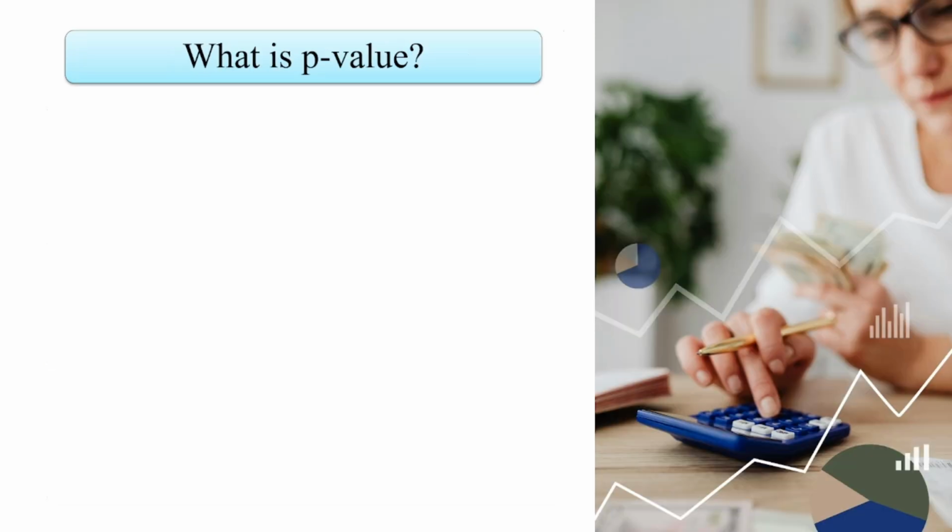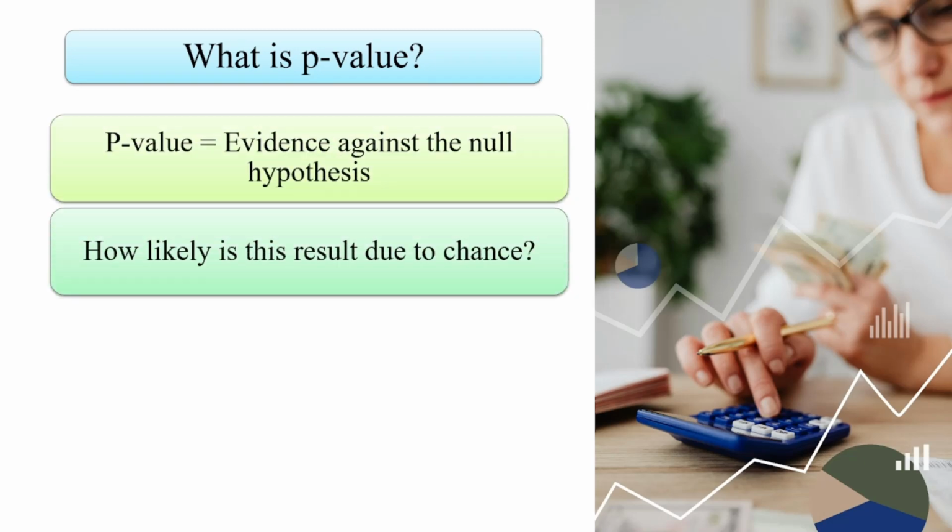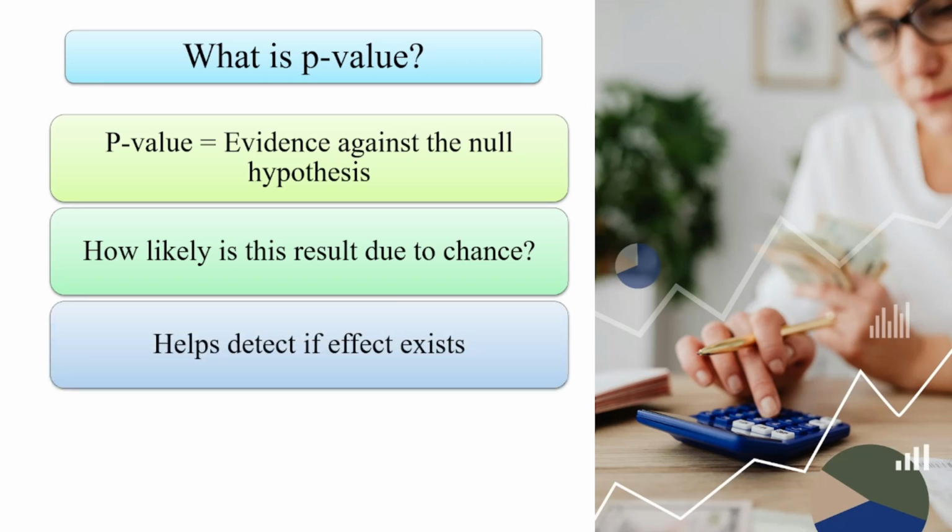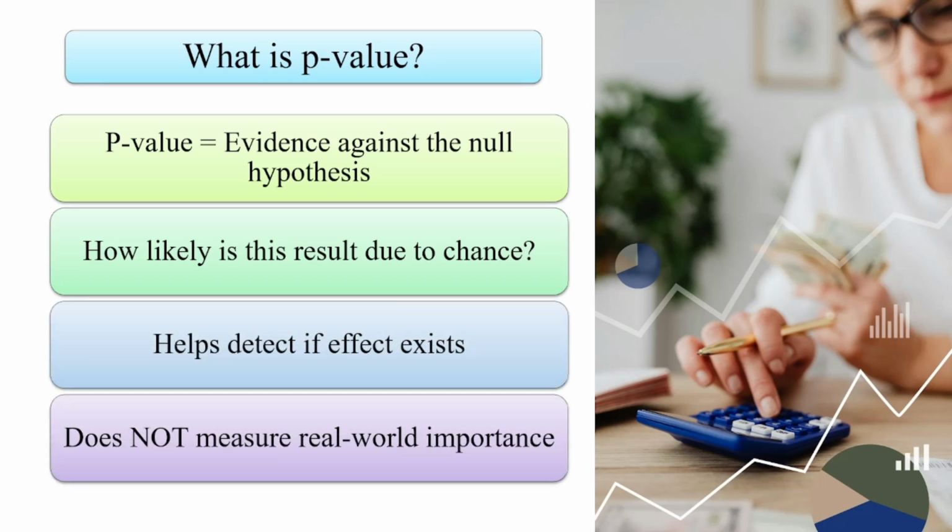So, what exactly is a p-value? A p-value is evidence against the null hypothesis. It tells us how likely a result is due to chance. In simple terms, it helps us detect whether an effect exists at all. But here's the catch: a p-value does not measure real-world importance. It only tells you if something is statistically detectable, not if it truly matters in practice.